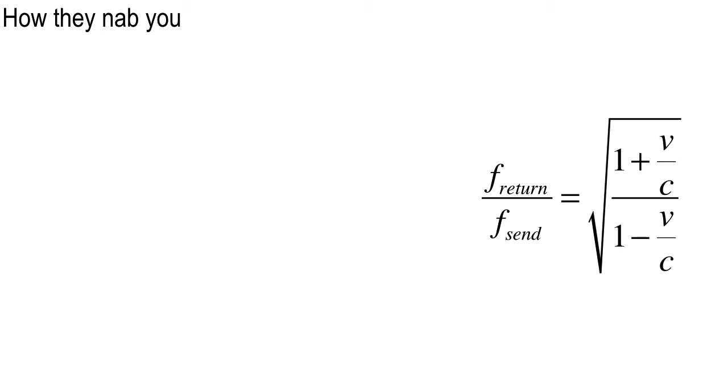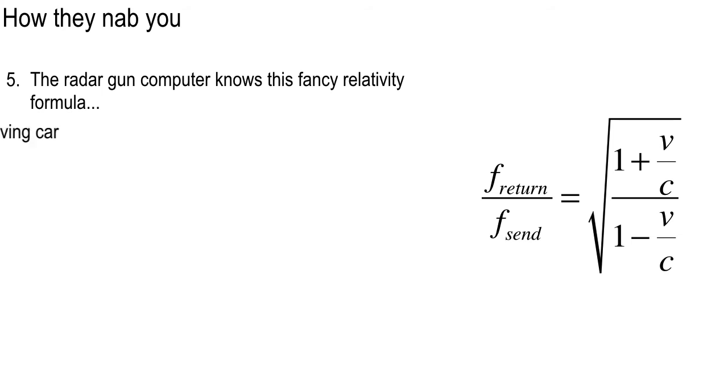If you're moving away from him, it's going to come back to you, but at a slightly lower frequency. All right? And I'm going to show you how that works. This is how they nab you. Now, this fancy relativity formula, F return divided by F send, is equal to the big square root. Now, for radar, the quotient V over C. V is the speed that you are moving. C is the speed of light. So V over C is a fraction of the speed of light that you're actually moving.